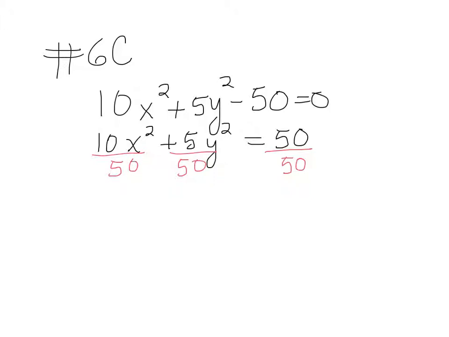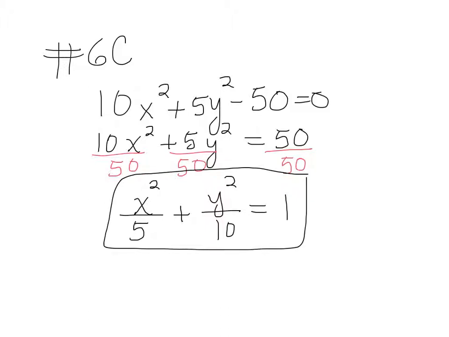Okay, so we move the 50 to the right, then you divide by the 50, then you simplify that. And when you simplify, that's going to be x squared over 5 and then y squared over 10, and that's equal to 1. And what type of graph would this be? It's an ellipse because you have the plus in the middle. Yes, and it's equal to 1. Okay, now let's move on to problem number 6.